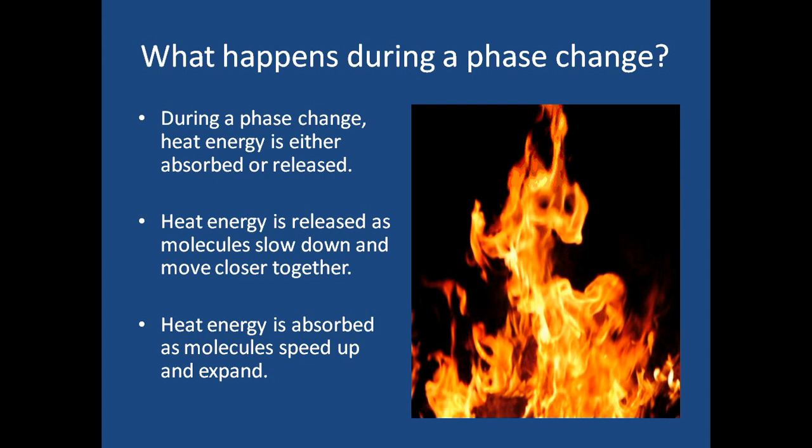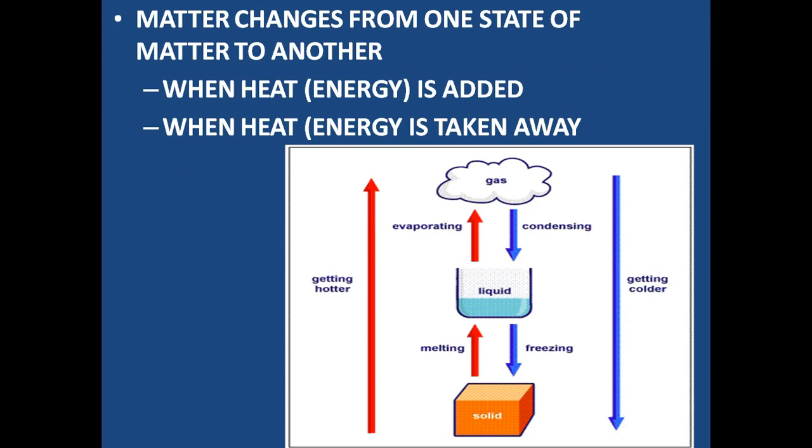So what happens during a phase change? Well, during a phase change, the heat energy either is absorbed or released. Heat energy is released as molecules begin to slow down and move closer together. During absorption, the molecules begin to speed up and begin expanding. Now, matter changes from one state of matter to another, either when heat energy is added or when heat energy is taken away. Before you is a diagram that highlights these phase changes that we mentioned, and as we go through, we'll look at how energy impacts these processes.